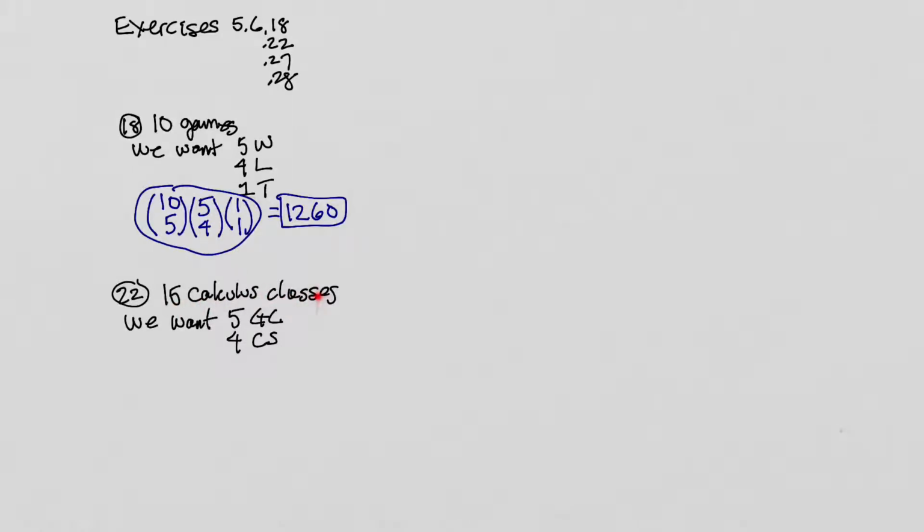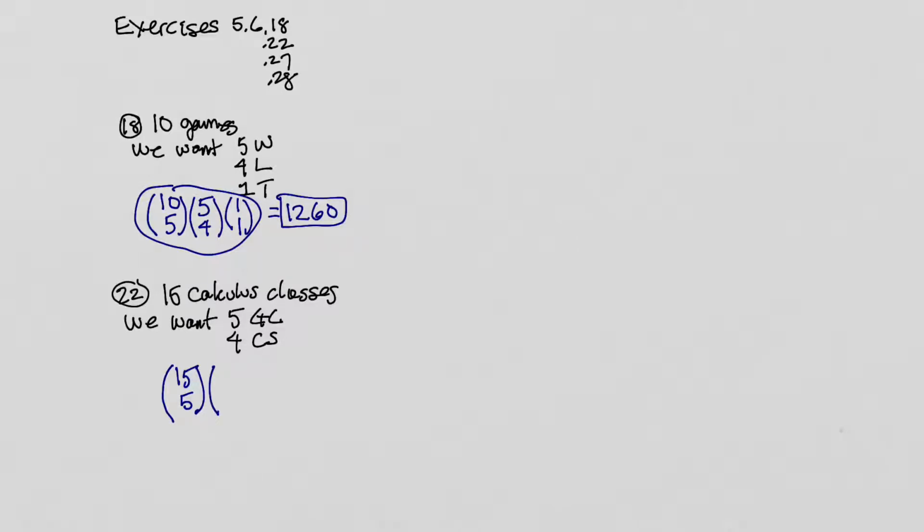In problem number 22, we've got 15 calculus classes being offered by the mathematics department, and we want 5 of them to use graphing calculators, 4 of them to use computer software. So let's count the number of ways we can make this happen. Now I think this problem is going to be very similar to the one up here in this sense. Out of those 15 calculus classes, we could choose any 5 of them to use graphing calculators.